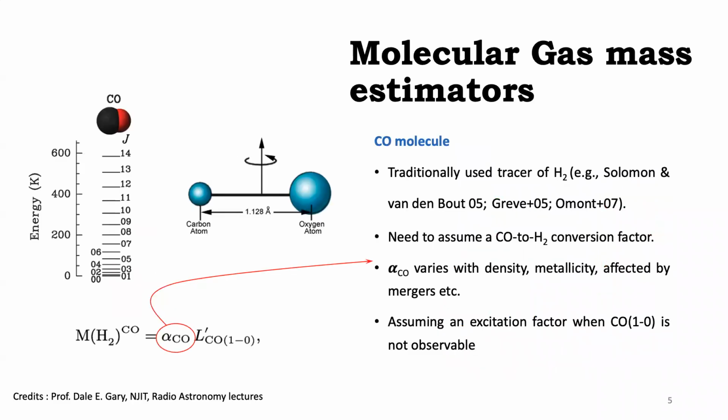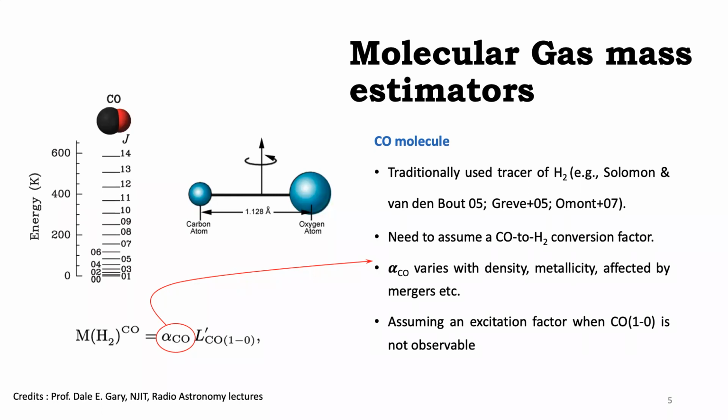So in this work, we mainly rely on 3 such gas tracers. The first one is the carbon monoxide molecule. It's one of the most commonly used tracers to estimate the molecular hydrogen content in a galaxy. It has many rotational transitions, and specifically the 1 to 0 transition is used in order to estimate the molecular gas content. But in this case, we need to assume a CO to H2 conversion factor, known as the alpha CO. But this alpha CO comes with its own limitations.